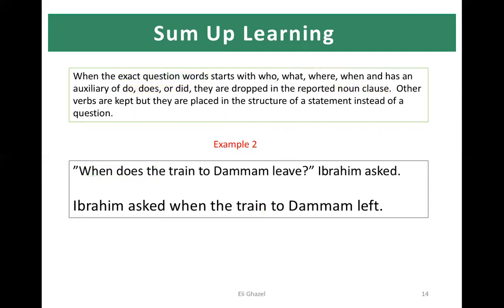And here's another example. When the exact question words start with who, when, or where, and have an auxiliary of do, does, or did, they are dropped, and in the reported clause, the verbs are now in the order of when the train to Dammam left, which is a statement order instead of a question order.